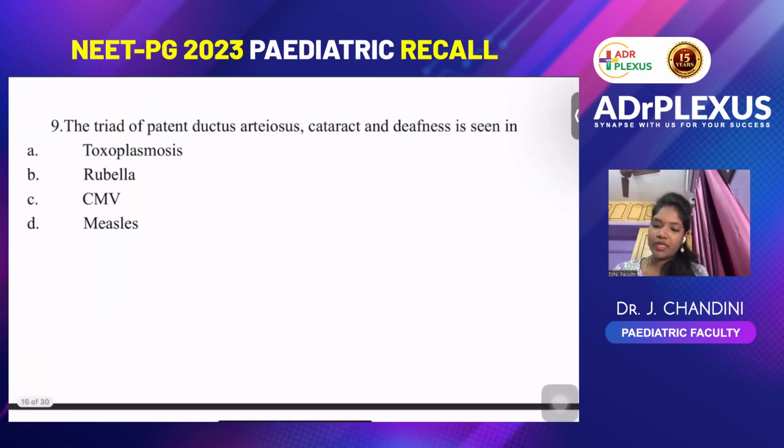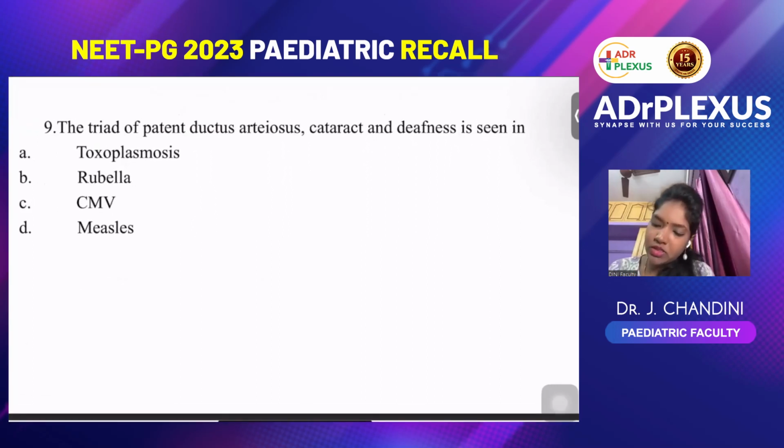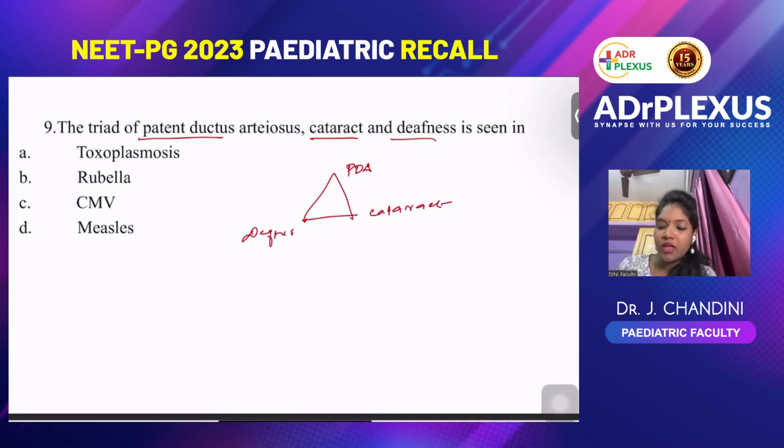Now going to the next question. The triad of patent ductus arteriosus, cataract, and deafness is seen in. So they have given you a triad. What is the triad? PDA. The child is having some congenital heart disease. Next, the child is having some cataract. Next, it is deafness. So where do you see this triad? So this is a classical triad of nothing but congenital rubella syndrome.